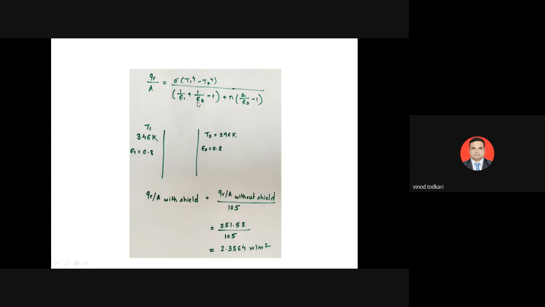If epsilon 1, epsilon 2 and epsilon s are the same, I repeat, just take a special case that the emissivity of the transmitting surface, the emissivity of the receiving surface and the emissivity of the shield are one and the same. So what will be this first bracket in the denominator? It will be 2 upon epsilon minus 1, right? Plus n into bracket 2 upon epsilon minus 1. So this bracket will be the same, and what will be left in another bracket? It is n plus 1.